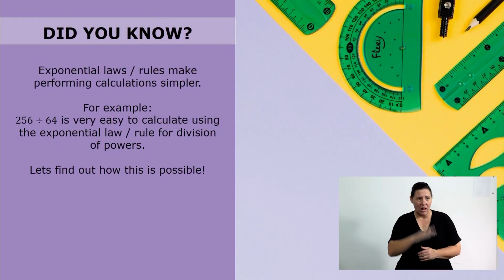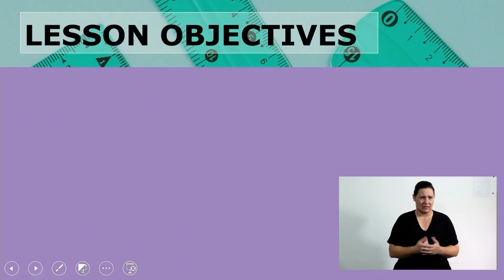So let us start with a fact. Did you know that exponential laws or rules make performing calculations simpler? For example, 256 divided by 64 is very easy to calculate using the exponential law or rule for division of powers. Let's find out how this is possible.